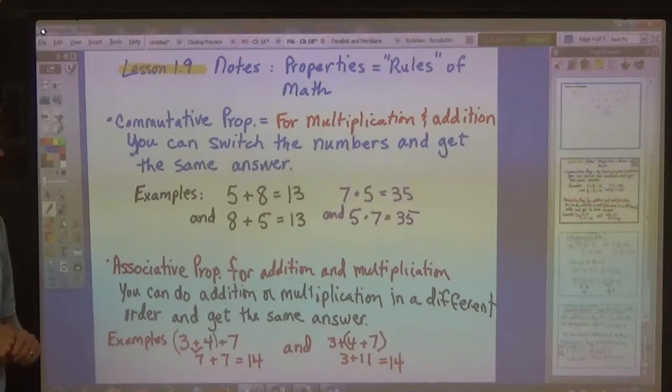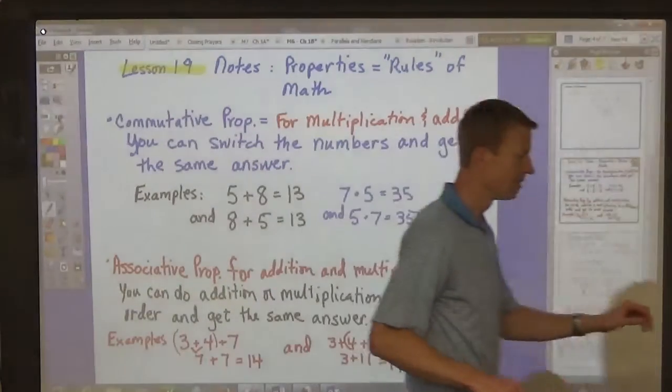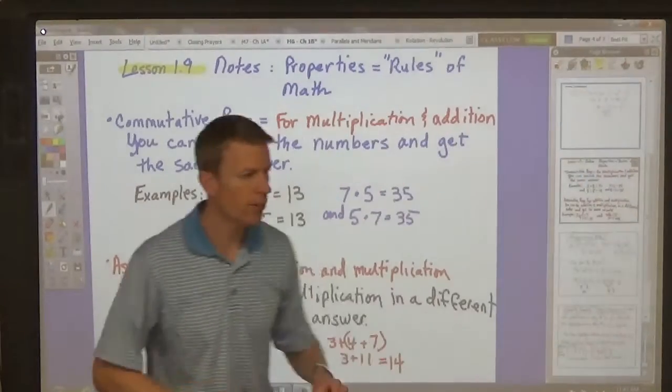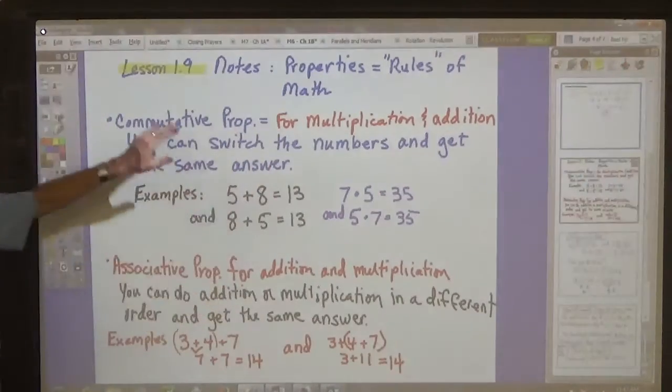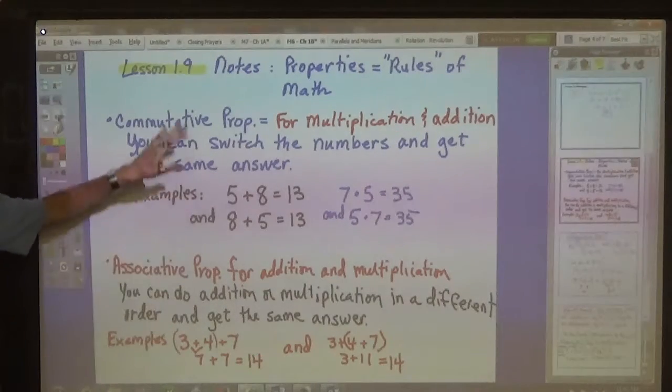For associative and commutative, I spent the whole summer on Alex math, knowing that. It's pretty easy. You were first introduced to these two properties in 2nd grade.